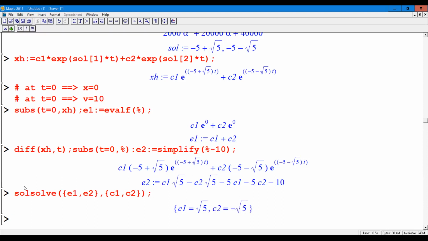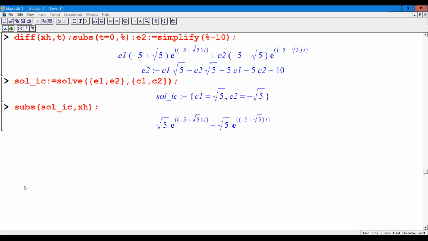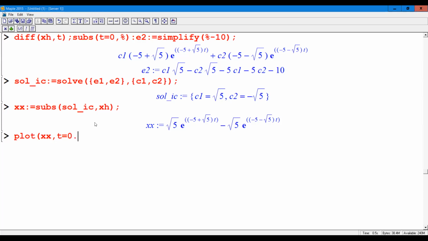If you substitute this solution of the initial condition into the homogeneous response, this is the final response for you. This is the homogeneous response, and we can call it, for example, x, the response of the system. And if you plot this response, for example, for t from 0 to 10 seconds, this is an overdamped response.